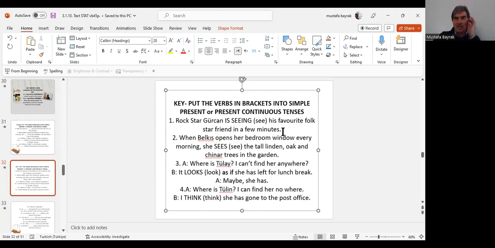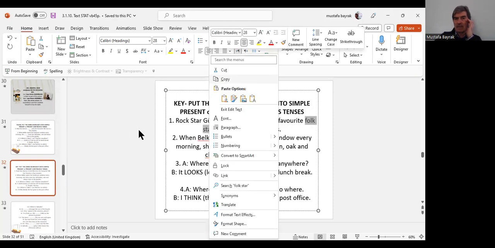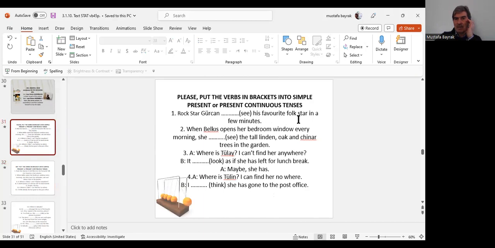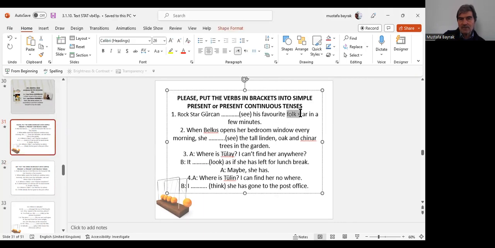Yes, again. Folk is noun, star is noun, friend is noun, but here we use folk and star as an adjective. Okay, folk star friend. Let me put it here too. He's seeing his favorite folk star friend. Like this. Favorite folk star friend in a few minutes. Okay.